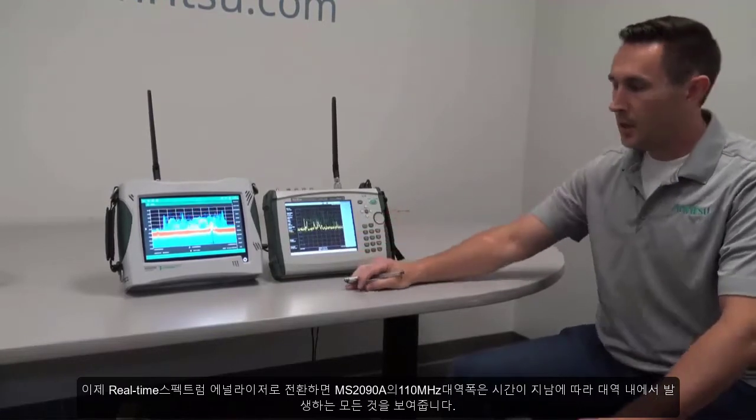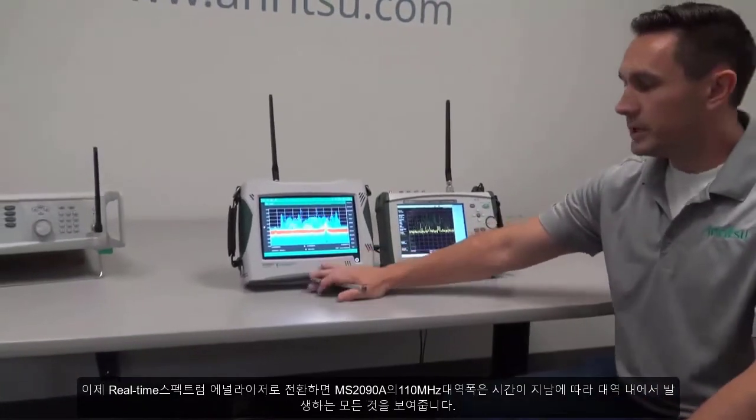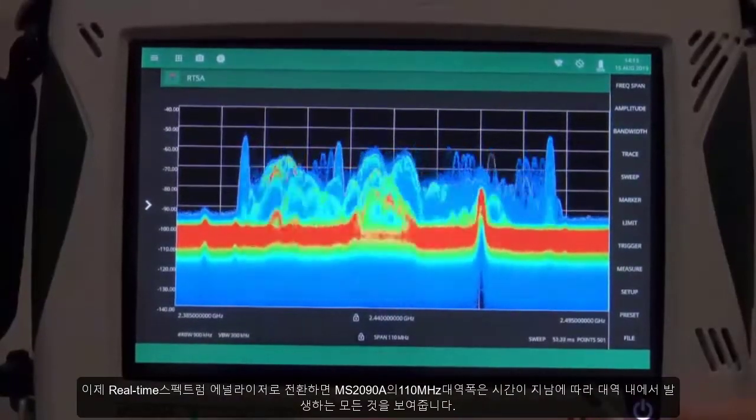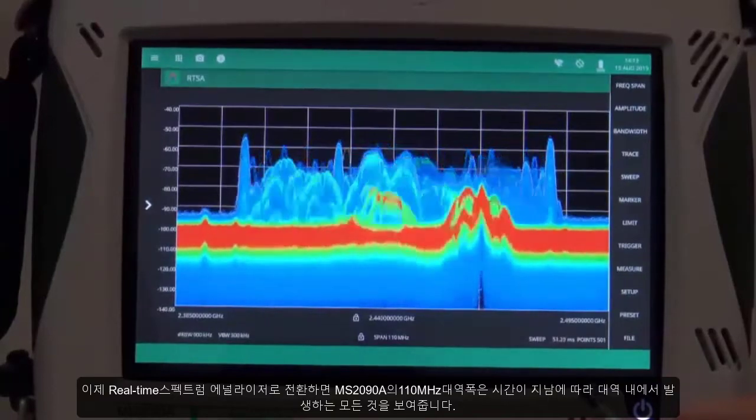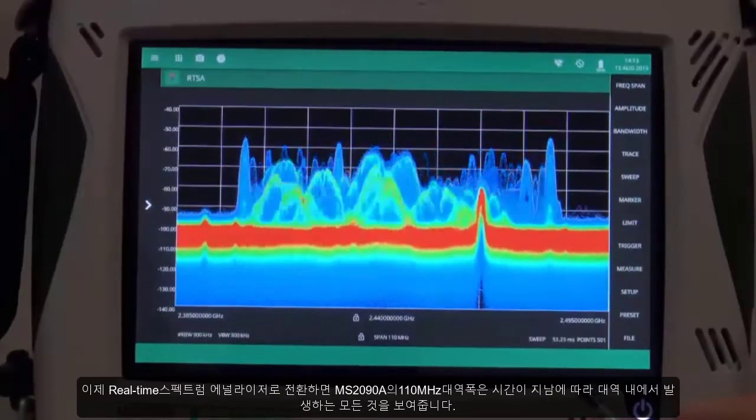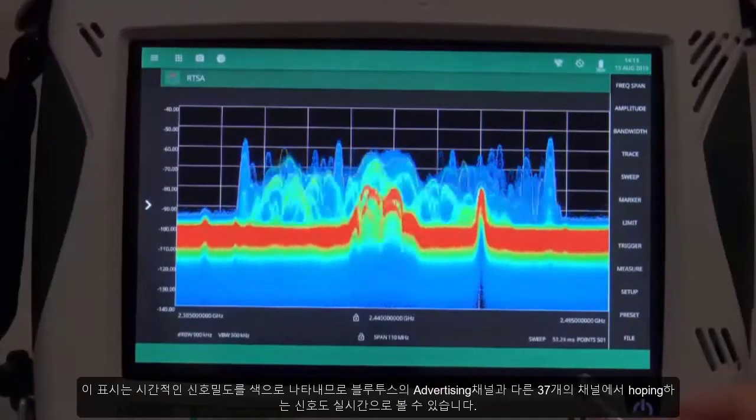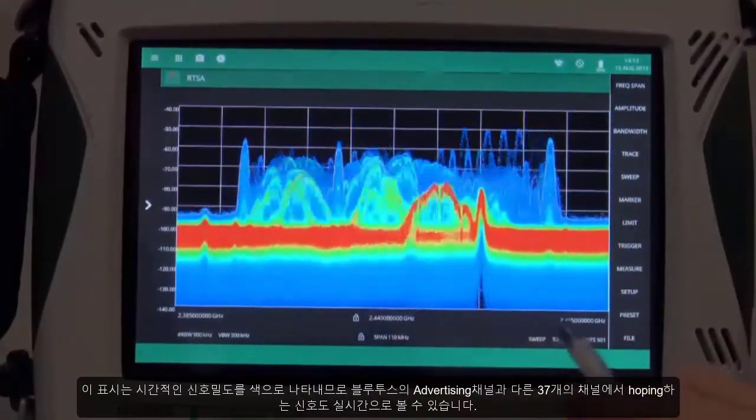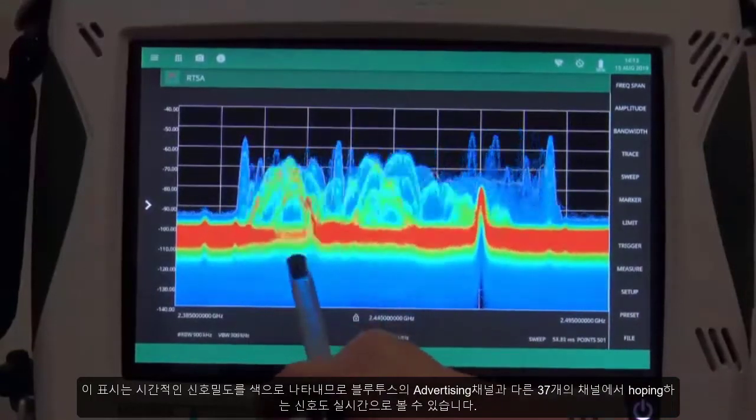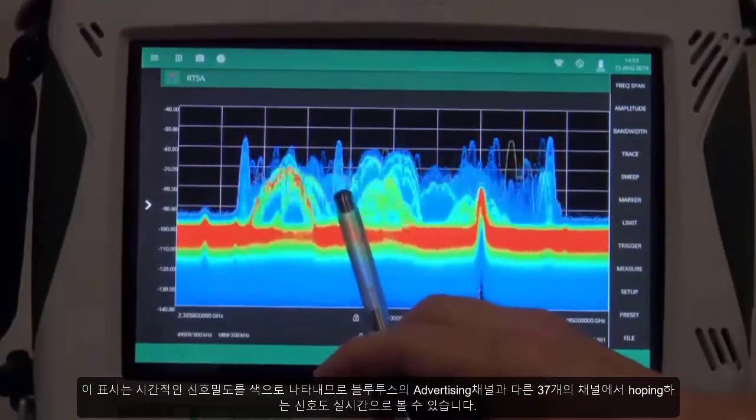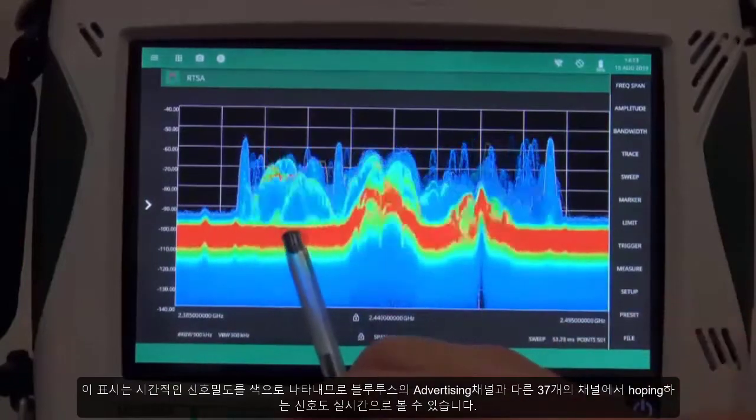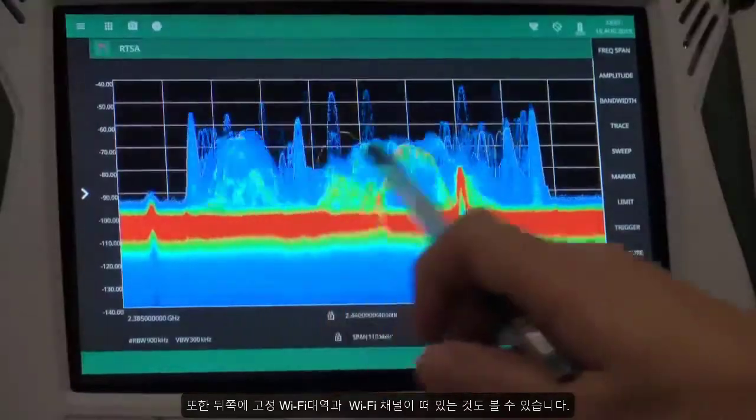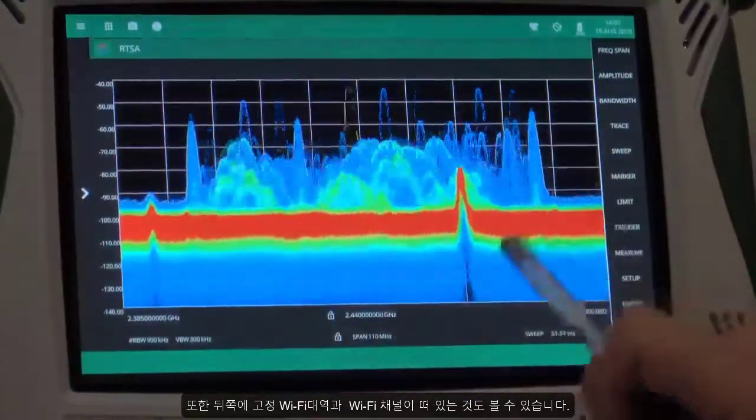over time. So now, if we switch over to our real-time spectrum analyzer, you can see that the full 110 megahertz bandwidth of the MS2090A shows us everything that's happening within this band over time. The data is summarized into this density display where you see in real time the advertising channels of your Bluetooth signals, as well as the data from the other 37 channels bouncing up and down. You also see several fixed Wi-Fi bands and Wi-Fi channels floating through the back.